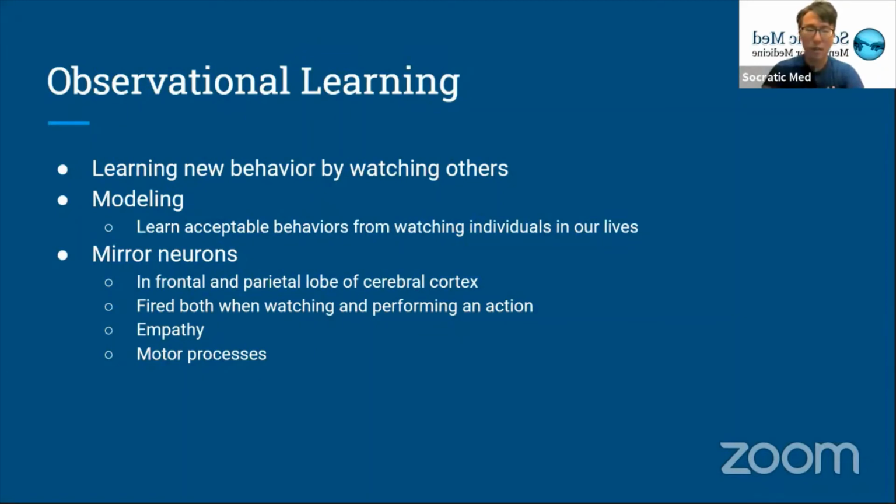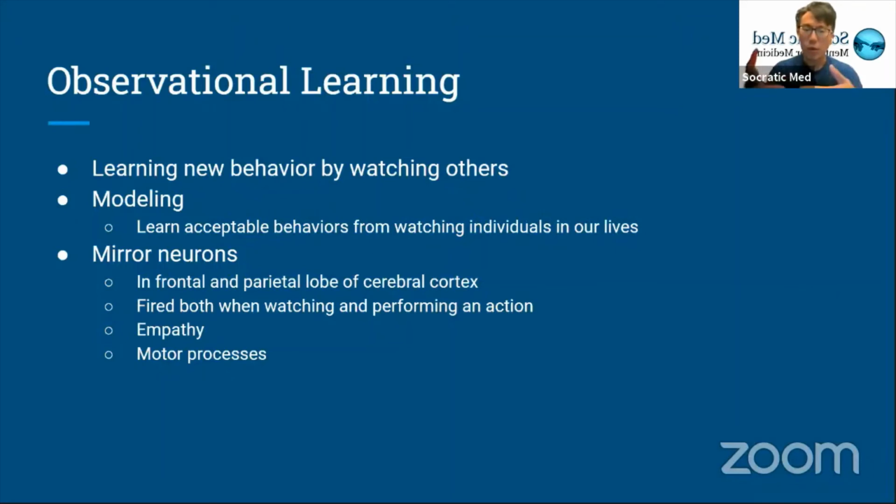And an important part of our body that is used in observational learning is a specific neuron called mirror neurons. So these neurons are in the frontal and parietal lobe of our cerebral cortex. So these are important for observational learning because they're fired both when watching and performing an action. So whenever we're watching someone perform an action and we're physically doing the action, the mirror neurons are activated.